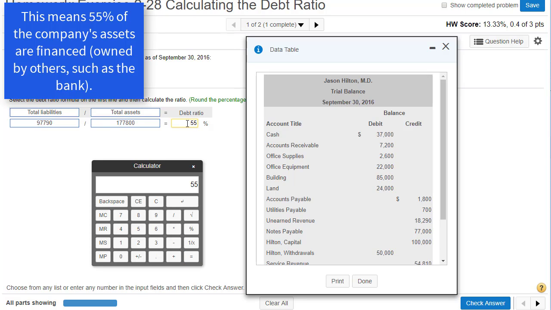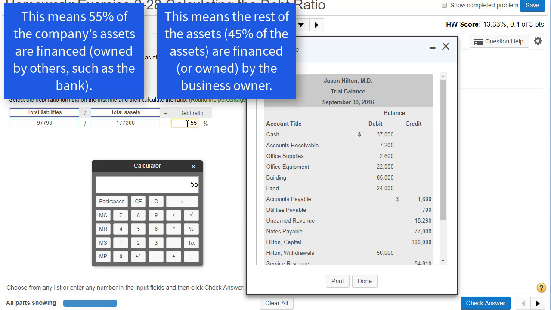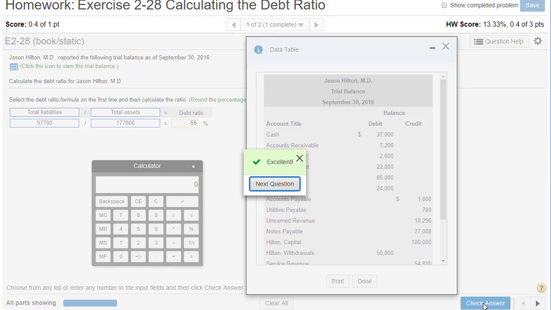So in other words, over half of the assets are financed. Is that high or low? Well, technically you need to compare that to other companies in the same industry. In other words, companies that are similar, because companies in different industries have different levels of debt. Like utility companies usually have a lot of debt, whereas a software company usually does not have much debt at all. Then we check our answer, and that's it.